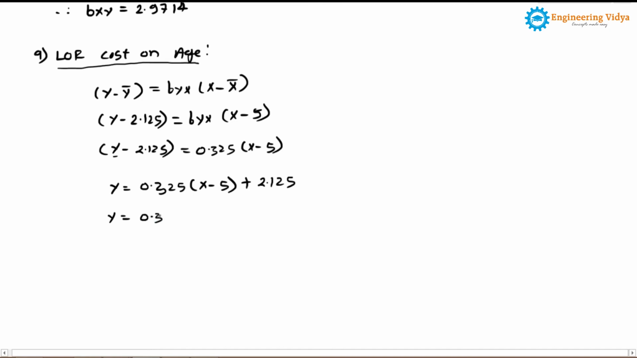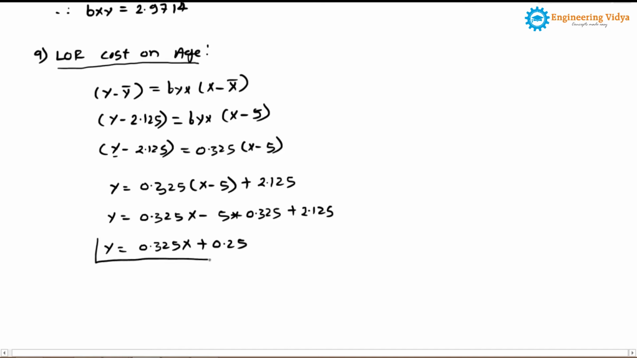Now we'll multiply it. 0.325 will be multiplied with x minus 5, so 0.325 into x, and 2.125 will come. If you calculate the remaining part over here, it will be 0.25 only. Since here we have calculated the line of regression y on x, because we have y on the left-hand side and x on the right-hand side. Hope this is clear to you now. So this is called the line of regression y on x.